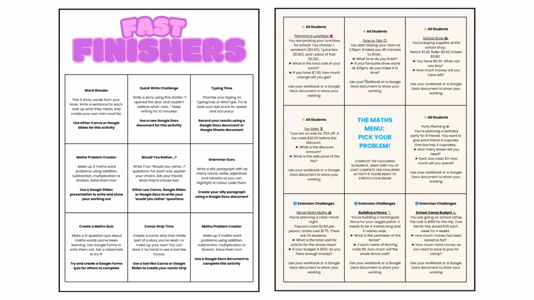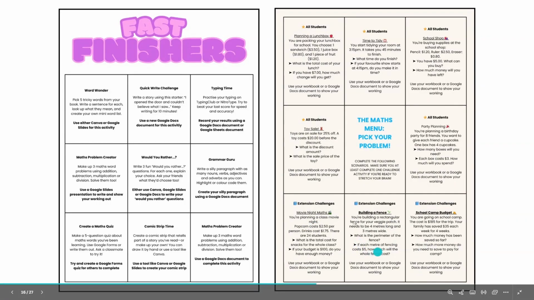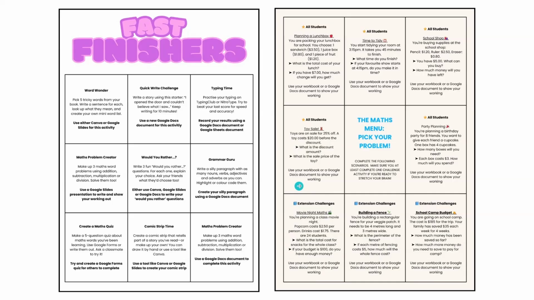But this is the great thing about a choice board. It is so simple to adjust on the fly and to cater for your students and their particular needs. If I had a really high achieving student, they might complete all 8 of these particular activities. I might get them to complete all 5 of the all students and then all 3 of the extension challenges. And you can see that I've just asked the students to either use a Google Doc, I might have that set up in Google Classroom, or just their workbook to show their particular working out for these activities.